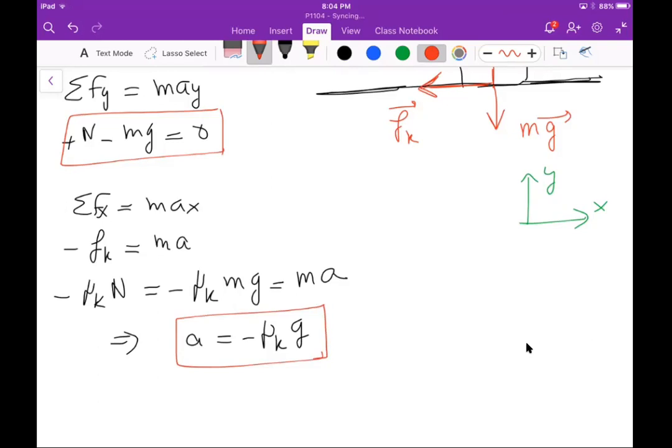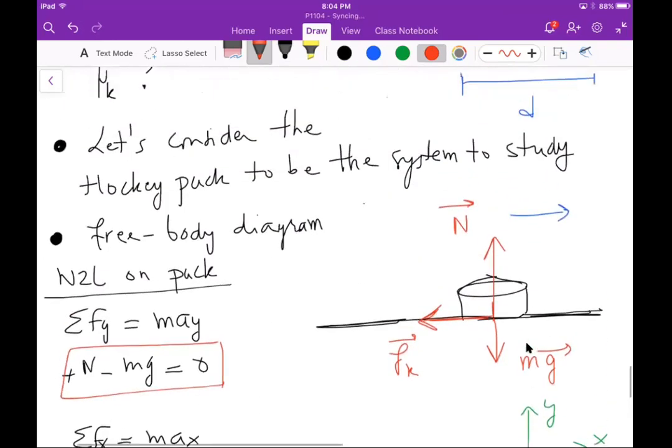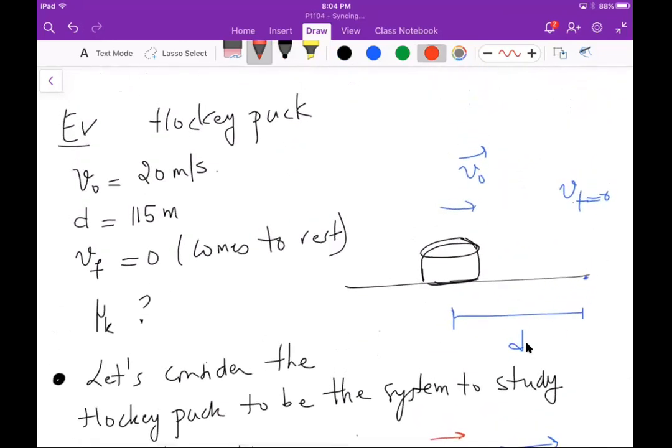But we don't know what a is. So we have to look for a in order to be able to determine this mu k. How can we determine a? What else do we know in this problem, other than that the hockey puck is moving with a given friction force acting on it? We know that the puck was launched or put on the ice with a given initial velocity v0 equals 20 meters per second. And then it could only move 115 meters before stopping. We know that it moved between the initial time and final time with initial velocity equal to 20 meters per second, final velocity equal to 0, and during this time it moved a distance of 115 meters.